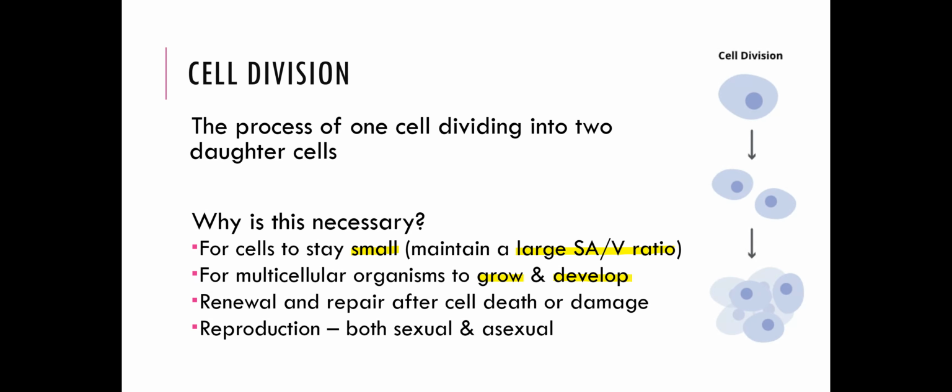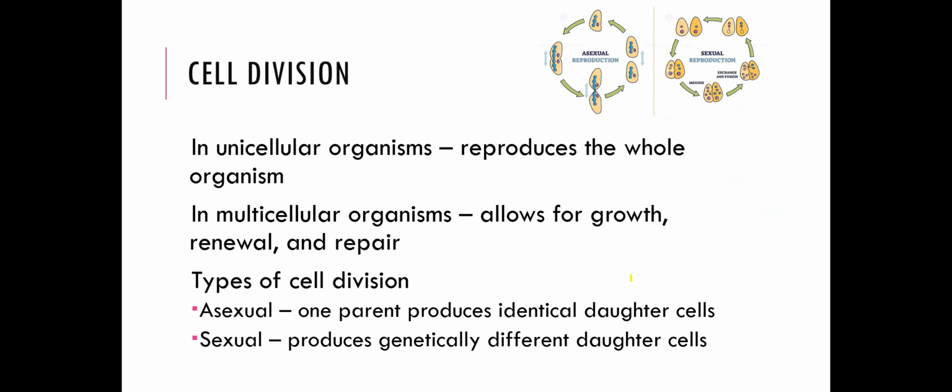Now, we have two different types of reproduction. We could produce cells that are the same, which is going to be asexual, or we could use it to produce cells that we can use in sexual reproduction. And so when we're talking about unicellular organisms like a prokaryote or an amoeba, essentially when that particular cell goes through cell division, they're producing the whole organism. And one cell becomes two, and we now have two copies of that organism.